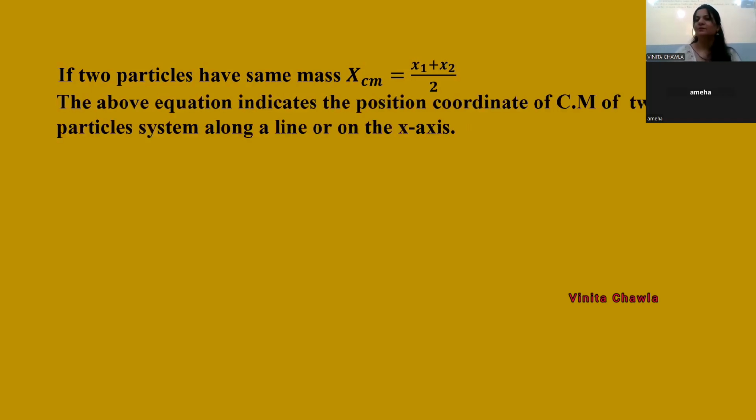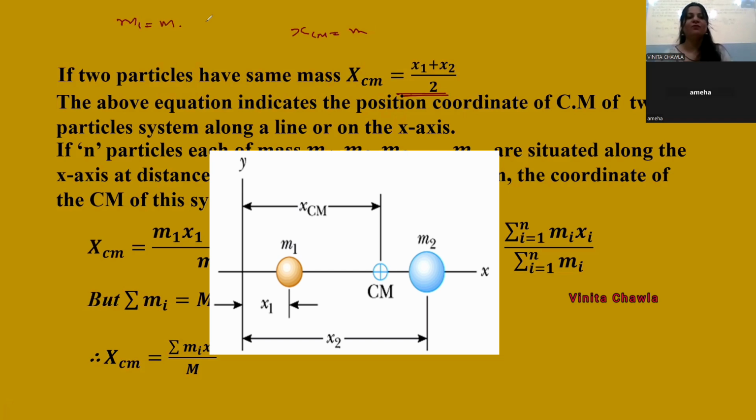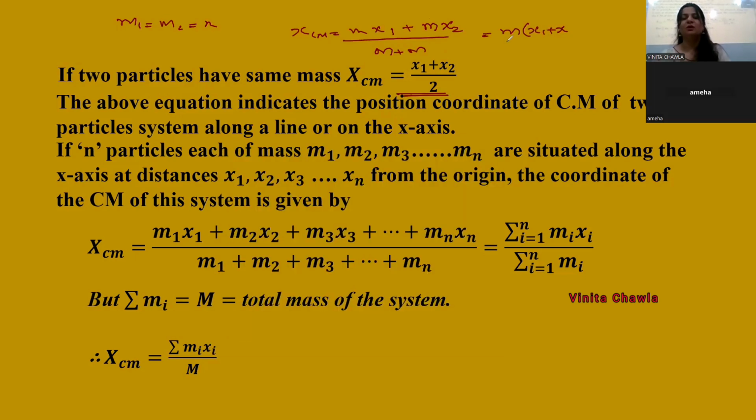ठीक है, m1 is equal to m2 is equal to m, both the masses are equal, both the particles are of same mass, then we can write m1 x1 plus m2 x2 upon m1 plus m2, right? We can write m for both, so m common आ गया, ब्रैकेट में आएगा x1 plus x2, in the denominator we have 2m, m cancel and you'll get this one, ठीक है?